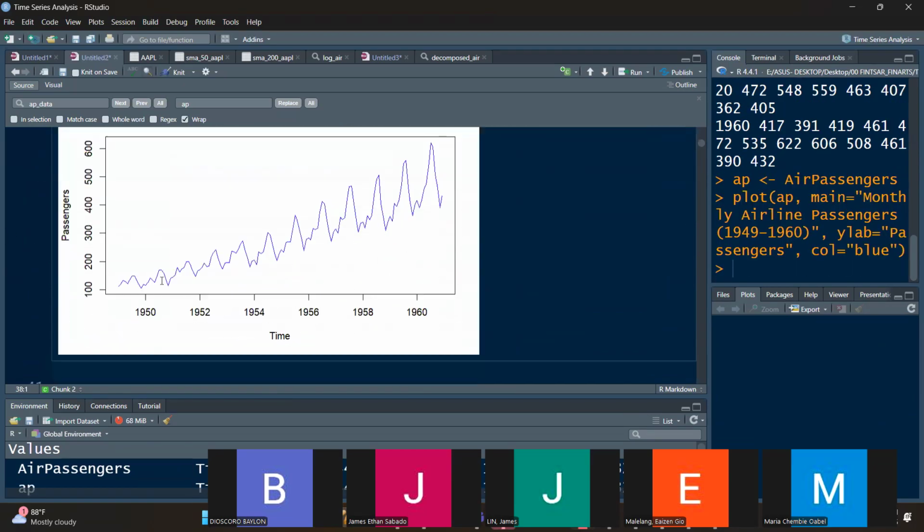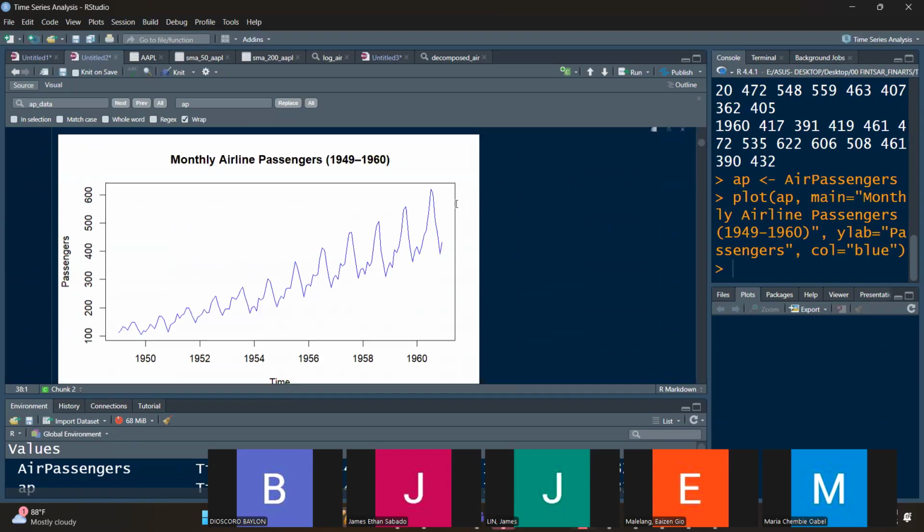So you can see here that this data displays trend, and seasonality also. You can see the peaks and troughs, peaks and troughs, peaks and troughs. So that's seasonality.